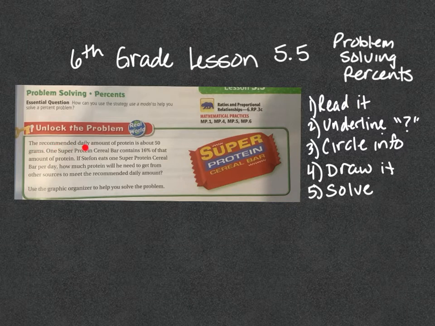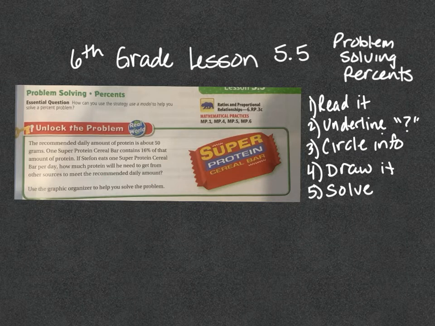The recommended daily allowance of protein is about 50 grams. One super protein cereal bar contains 16% of that amount of protein. If Stefan eats one super protein cereal bar per day, how much protein will he need to get from other sources to meet the recommended daily amount?